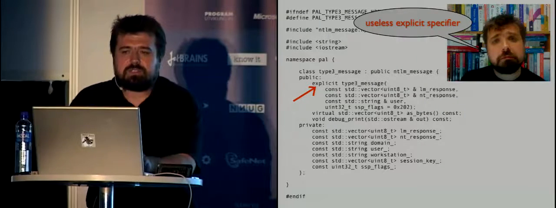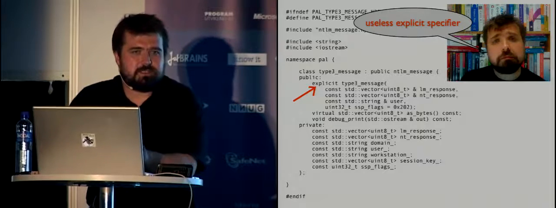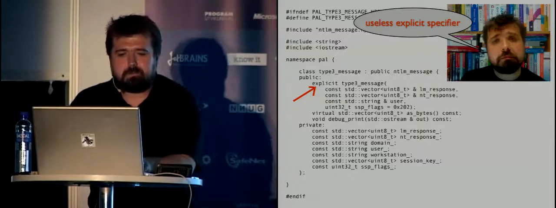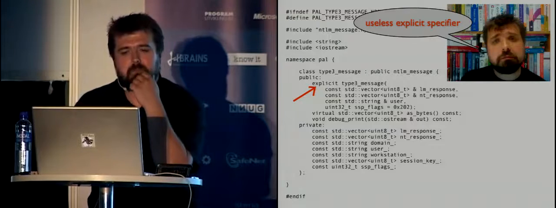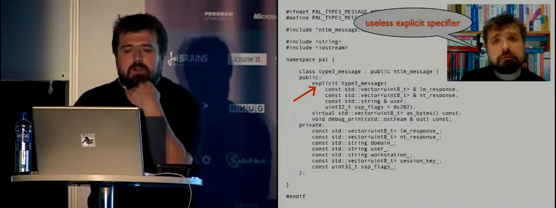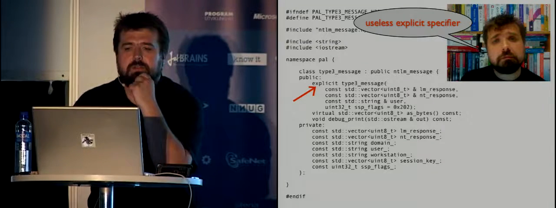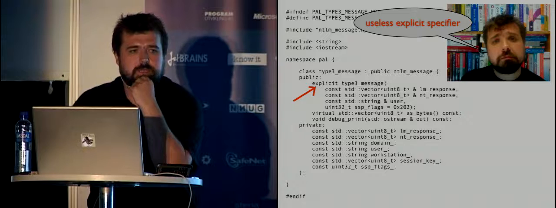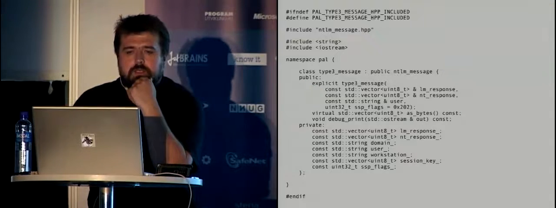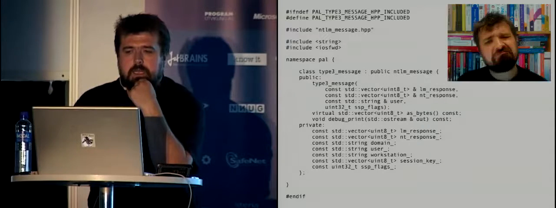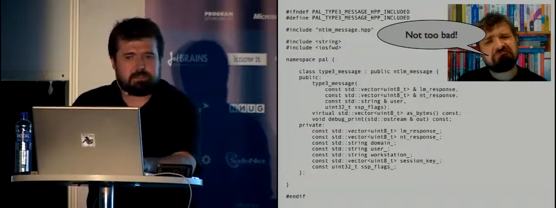And you shouldn't just add specifiers because it's nice to add specifiers. In this case, it's a multi-argument constructor, and it doesn't need an explicit specifier. It's only the one-argument constructors that need it. So let's fix it. Forward declare, remove this one, get rid of this one. And now the code is not too bad.